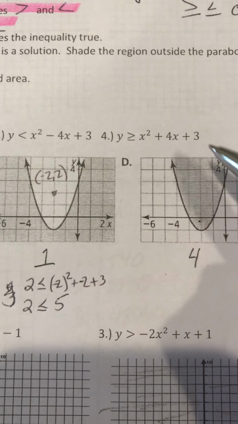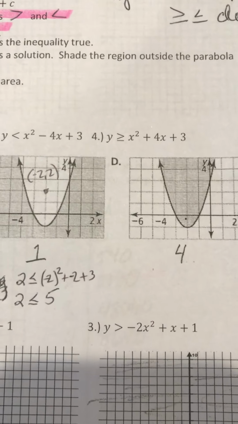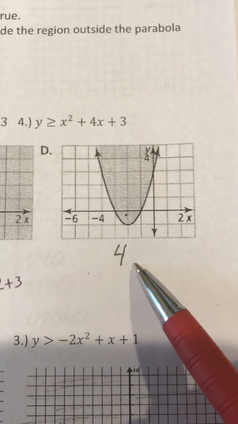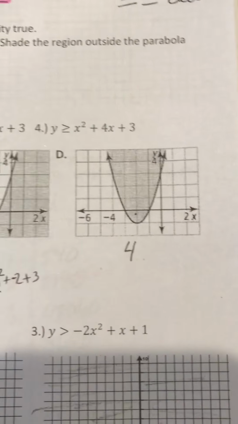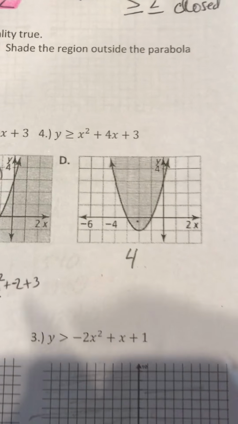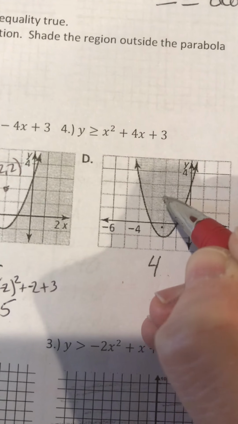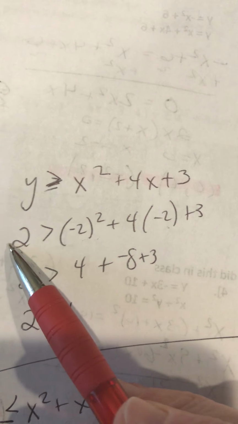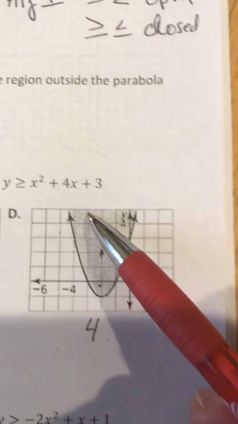So that's what you do. You actually graph the parabola, pick a test point, and see if it makes the inequality true or not true. For example, like D, you can see I matched up D with number 4. We graph the inequality. It's a solid line because it's greater than or equal to. Then I picked a test point again of -2, 2, did my work over here and plugged it in. When I plugged in -2 for my x's and 2 for my y's, I got 2 is greater than 1, which was true. Therefore, we shaded inside.